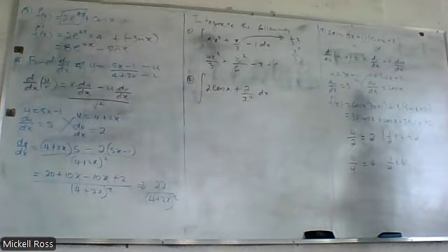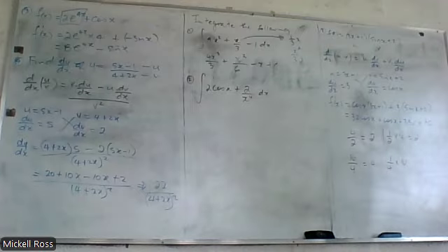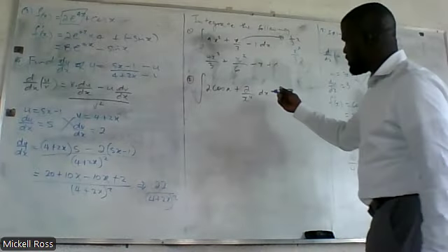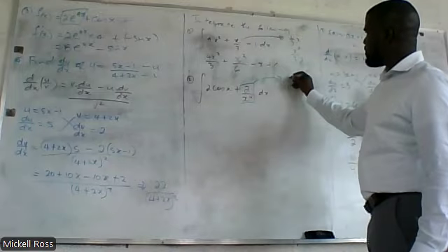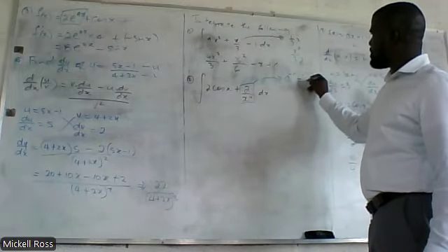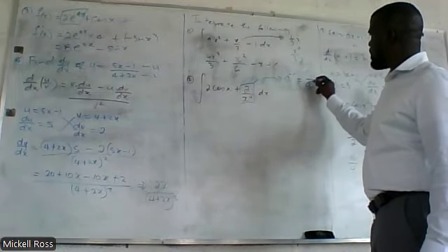The integral of 2 cos x plus 2 over x to the 4th. Some time ago, we looked at a rule of indices that we can apply to this. It says if you have a to the negative n, it's equal to 1 over a to the n.